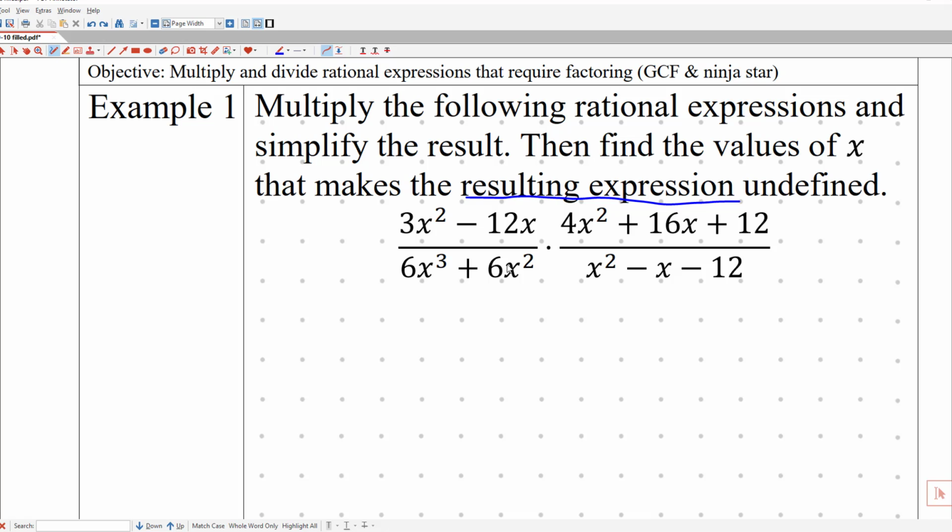So the first step here is to factor. The second step, cross out anything that looks the same, and then just multiply straight through. So let's go ahead and set this up. I'm going to do factoring for the top.